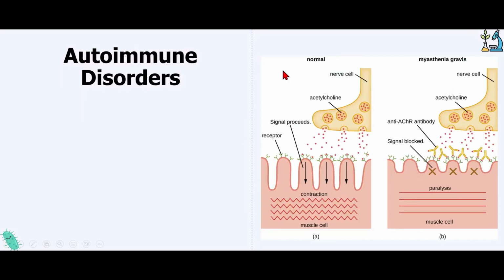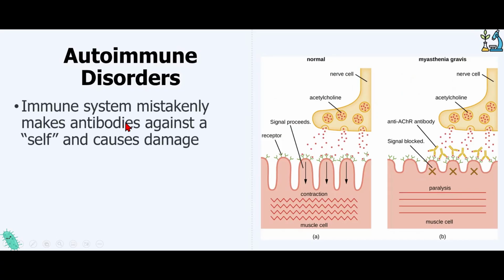Okay, then we have autoimmune disorders. An autoimmune disorder is when your immune system starts to mistakenly produce antibodies against itself. This is a humoral autoimmune disease, auto meaning self. So you are attacking yourself using antibodies, and that's obviously not good.